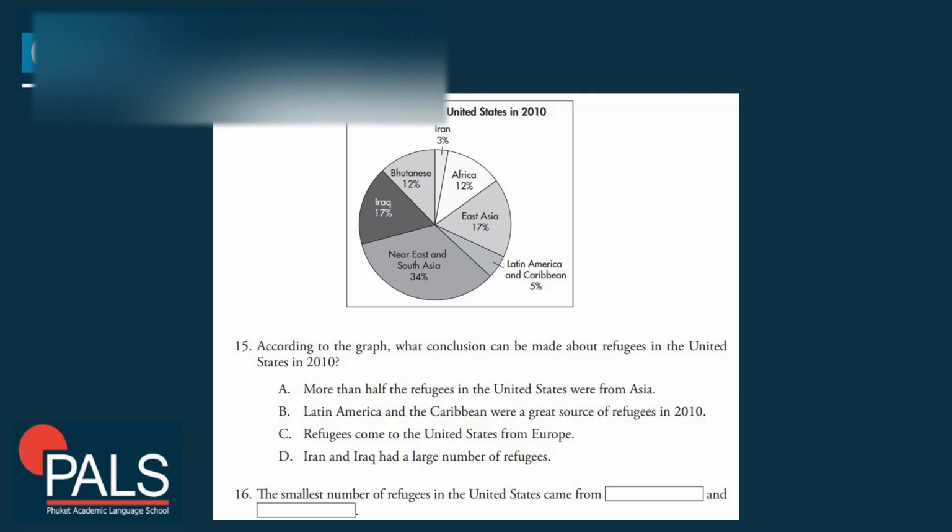Here we go. I would say that since Latin America and the Caribbean is only 5%, we're going to use that as the first one. The next would be Iran at 3%. Those are the smallest percentages on the pie graph.